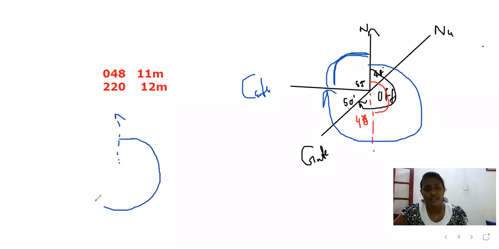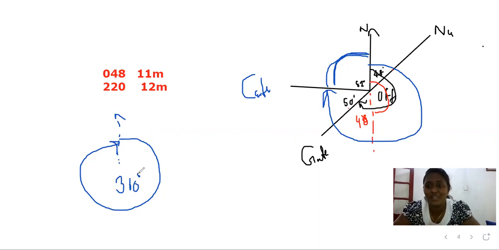Son, sum of the angles around a point is also 360. All of these are around a point. Sum of the angles around a point is also 360. Above 360, no answers.